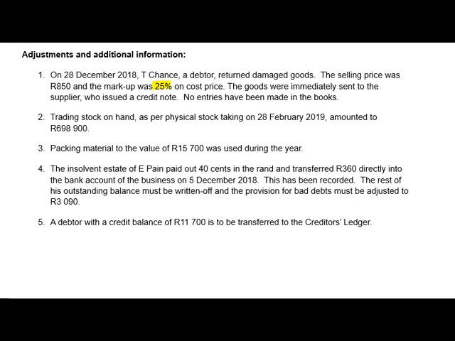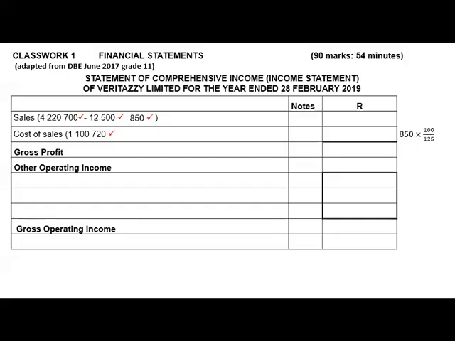And what is the entry? What do we debit? What do we credit? We debit trading stock, we credit cost of sales. So what must I do to cost of sales? Minus. Okay, because cost of sales is an expense. Expenses increase on the debit side. So I will minus from cost of sales by the cost price, which is 680. Normally they give you 2 marks for that.